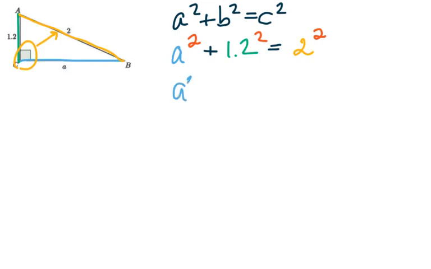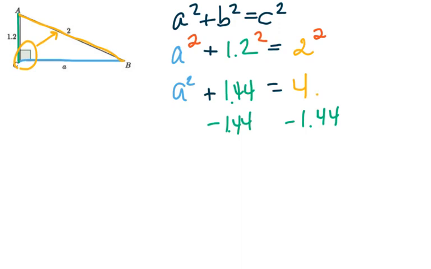So I have a squared plus, I'm going to square 1.2, which means 1.2 times 1.2. That gives me 1.44. And from here, I'm also going to square 2 squared, which means 2 times 2, which is equal to 4. From here, I'm going to subtract 1.44 on each side of the equation.